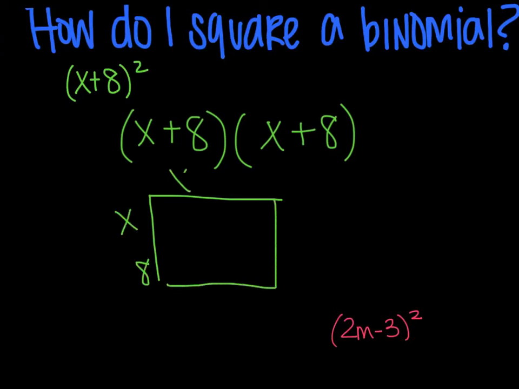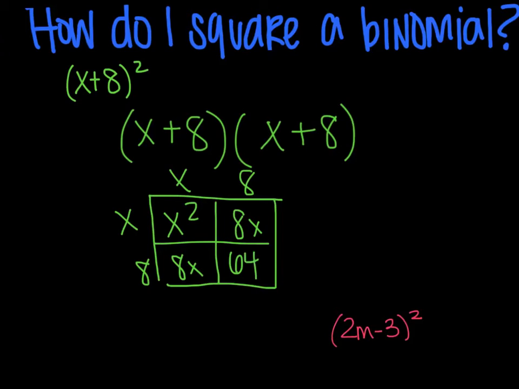x and 8, x and 8. And this will give you x squared, 8x, and 64. Combined like terms, and I have x squared plus 16x plus 64.